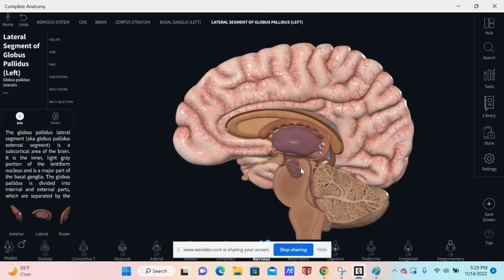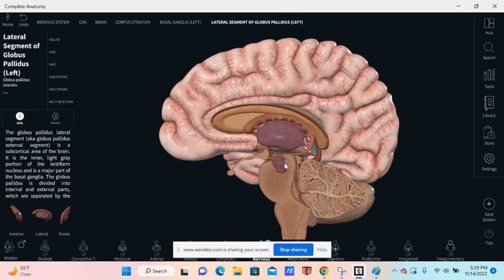Well, on this next little image I'm going to show you, it's going to be a frontal or coronal section. So I'm going to cut the brain. You're going to see it cut like this. So it's going to cut it into an anterior front and a posterior back section.